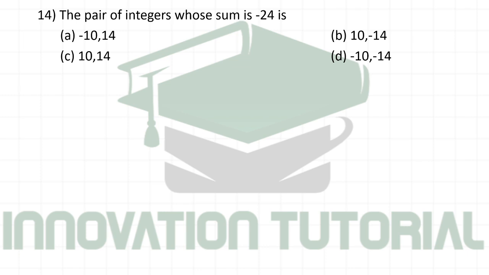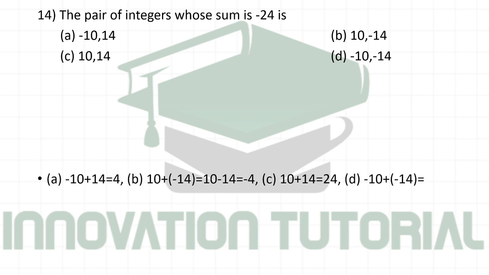Sum means addition. So Keher Singh is saying A, that is minus 10 and 14. Remember, you have to do sum. You don't need to do the difference or multiplication or division. Simply you need to find the sum.